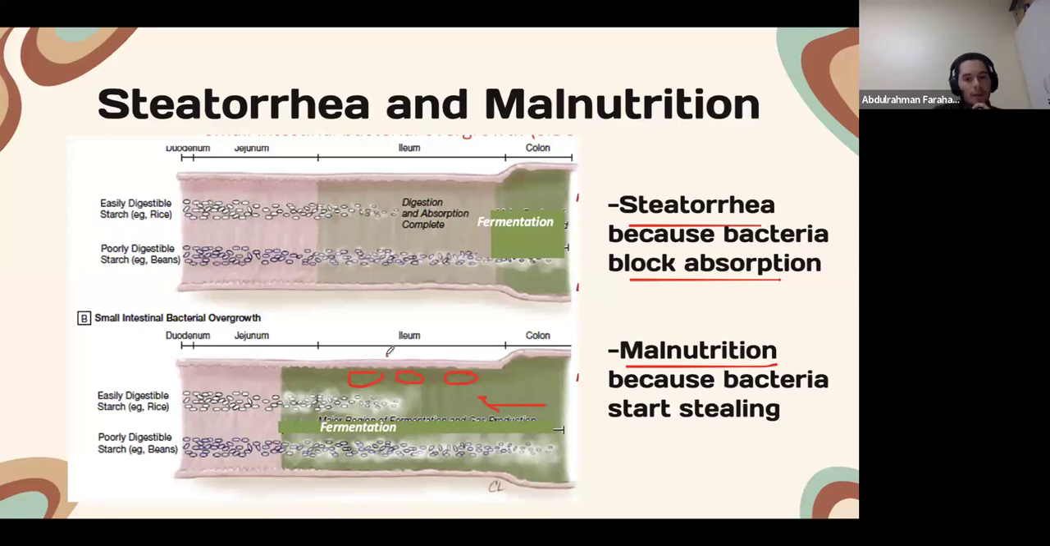So yeah, guys, this would be a topic, a really simple question in the exam. A patient presenting with steatorrhea and malnutrition. Once you see those two words, think small intestinal bacterial overgrowth. Of course, there must be stuff added to it, for example, he had a surgery in his ileocecal junction and he had to remove it. So yeah, connect stuff like this.